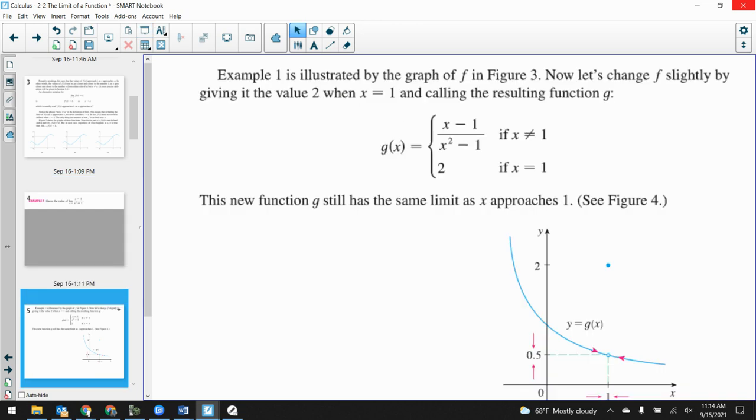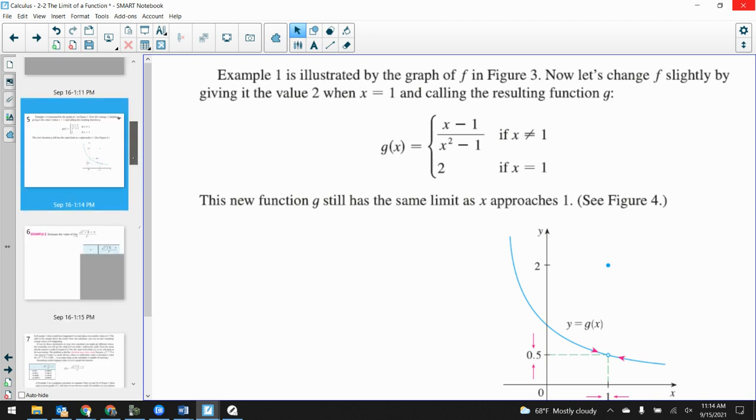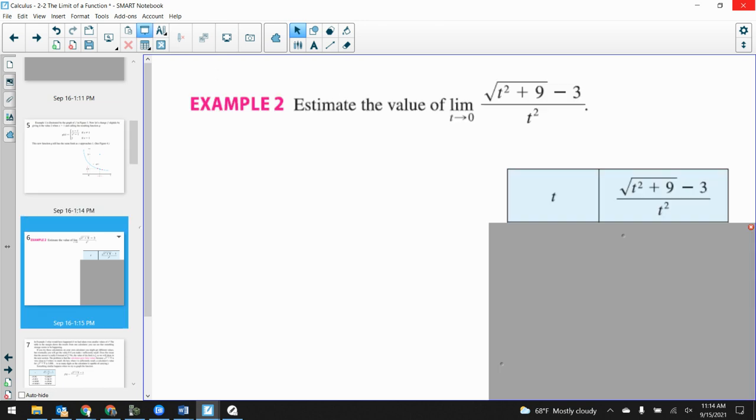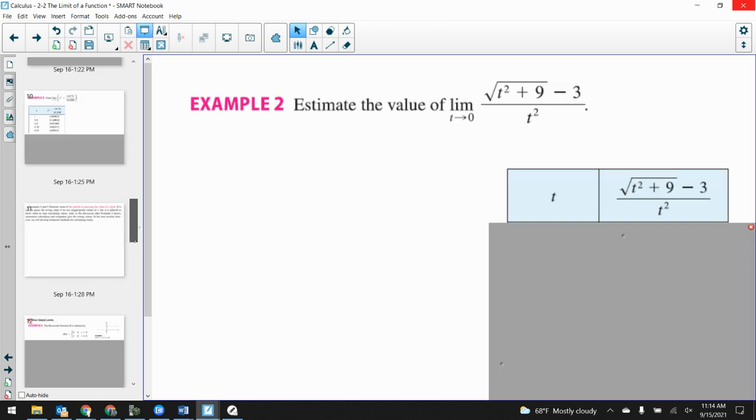Because the function doesn't necessarily need to even be defined to be able to calculate the limit around it. Remember, the idea of a limit is that we want to figure out what's going on around that value, not necessarily what's happening at that value. I don't really care about what's going on at it, just around it.